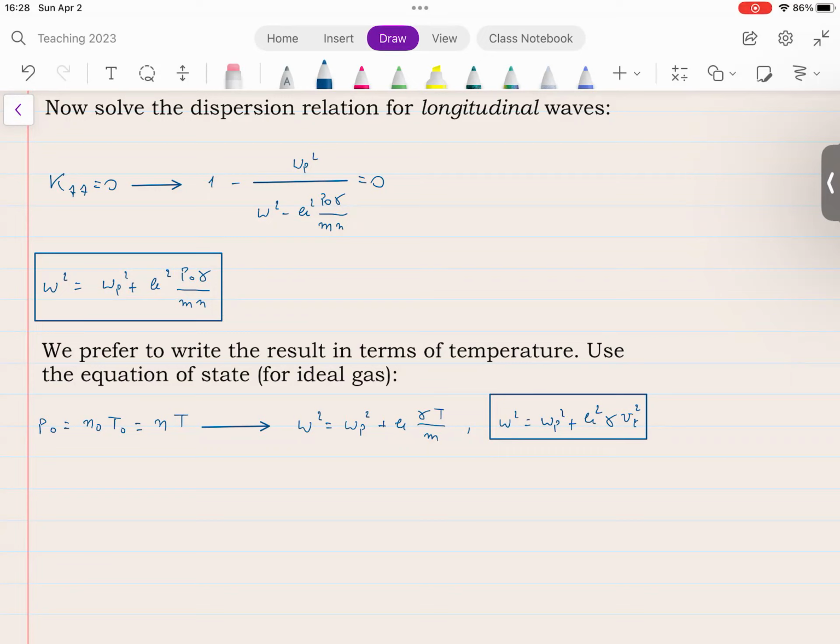But the preferred way to look at waves in a warm plasma is to occasionally bring in the temperature in the results. Okay, I said this is, let me type it. V sub T is the thermal speed.